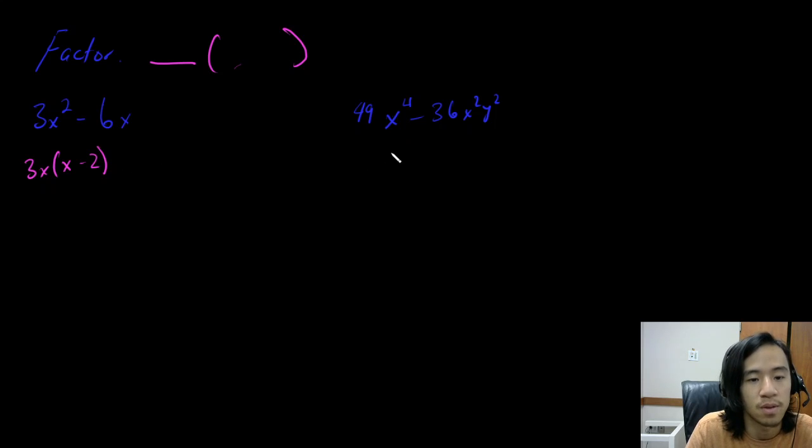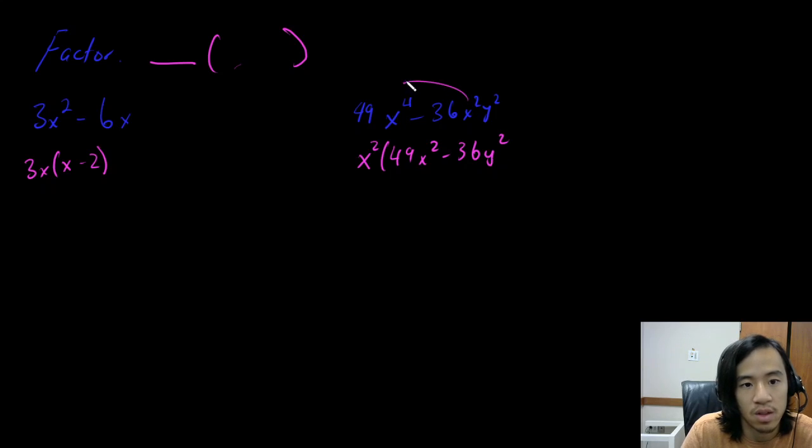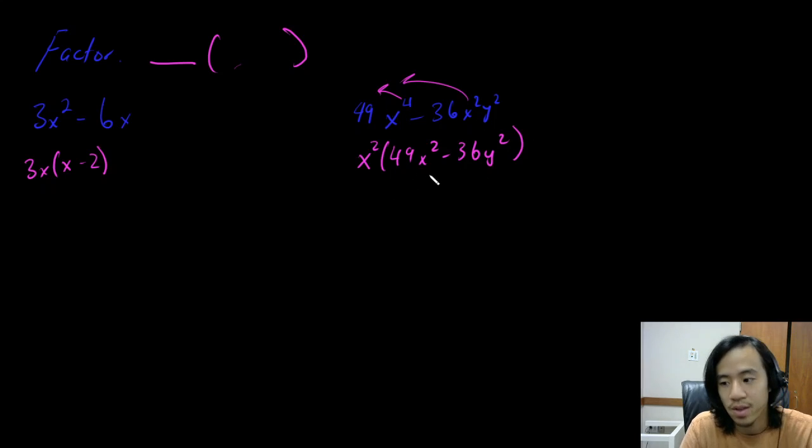Now this one's a bit different. Let's find out. First I need to see what they have in common. Well, they have an x squared in common, so I'm going to take x squared out. And I'm left with 49x squared minus 36y squared. So I took the x squared out, and I took 2 of these out. So this became 2, and this one is gone. And now this inside is another special case. This is the difference of 2 squares.